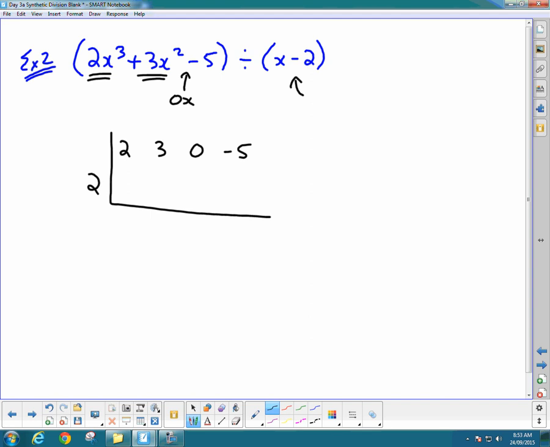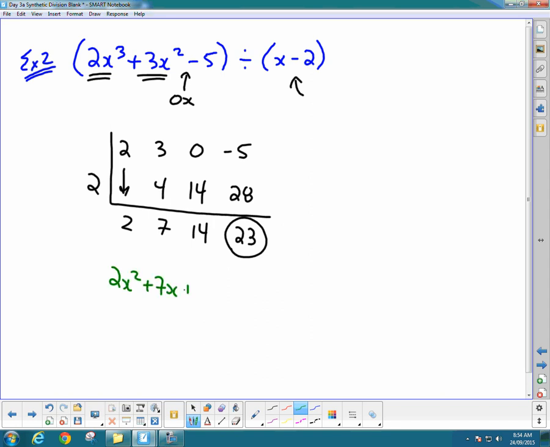Okay, hopefully you've had a chance to try it. And we'll just go through the steps. The 2 goes down as 2. We multiply 2 times 2 is 4. Add these is 7. 2 times 7 is 14. Add this is 14. 2 times 14 is 28. Add those is 23. The remainder is 23. And so therefore, my answer is, I can work backwards, 2x squared plus 7x plus 14 with a remainder of 23. Okay, a much more efficient and quicker way to get the exact same quotient or answer that we want.